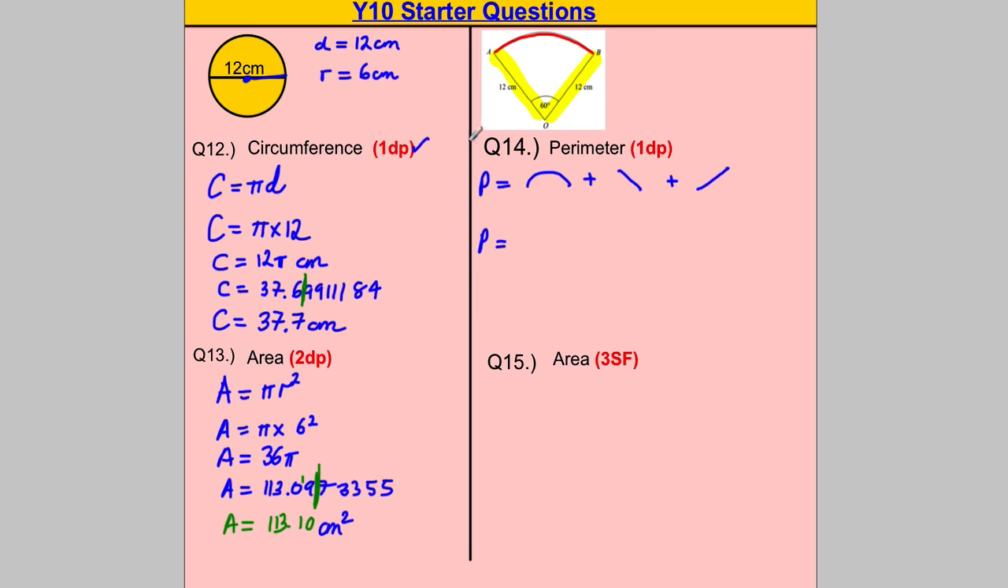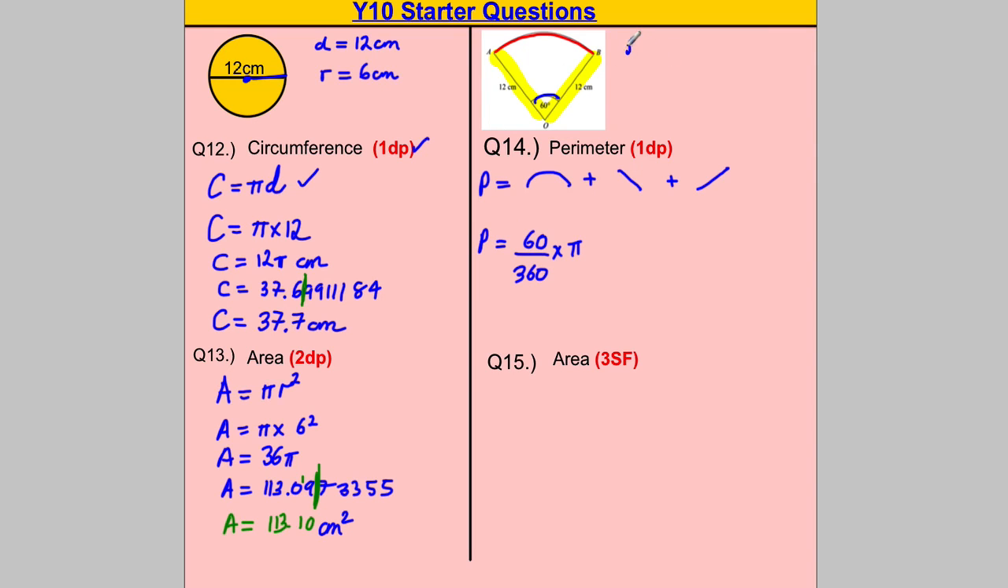Well, it's a part of the circumference of the circle. So it's 60 over, so it's how many degrees you've got? 60. Out of a possible 360 in a whole circle, multiplied by pi d, which is the whole circumference. So you multiply it by pi times diameter.